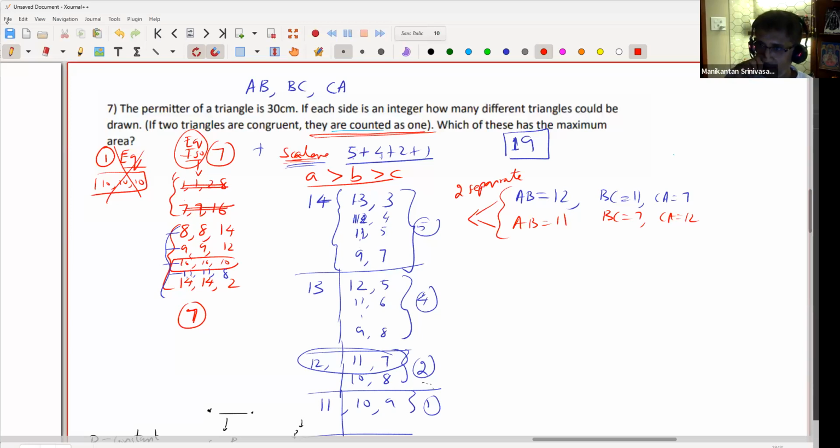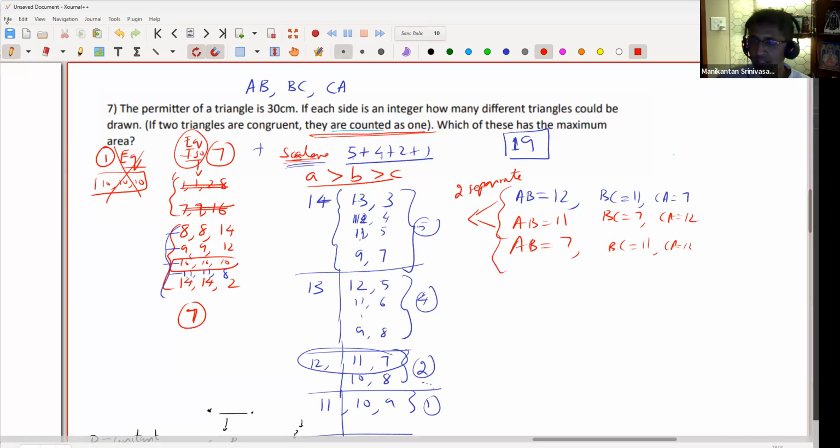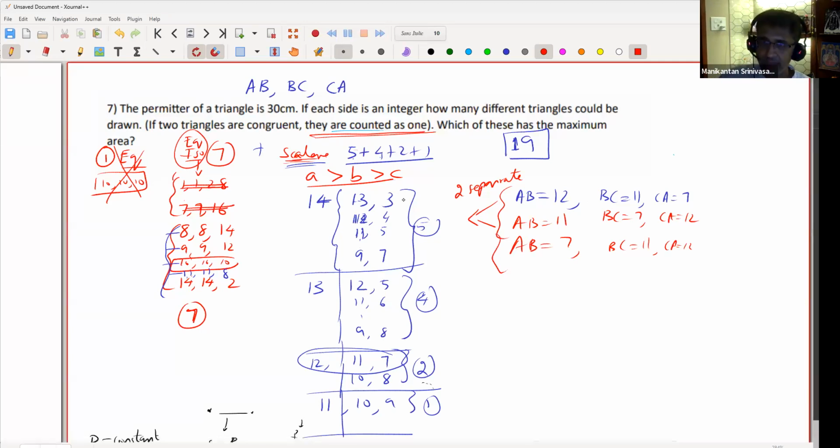Okay, everyone. Now, obviously, there'll be a lot more triangles because, as we saw earlier, we were counting both. If you count AB as 7, BC as 11, and CA as 12, and AB as 7, BC as 12, and CA as 11 as a different one, I just gave an example of 2. There could be others, as you rightly said. So if I do that, then how many triangles will that be?